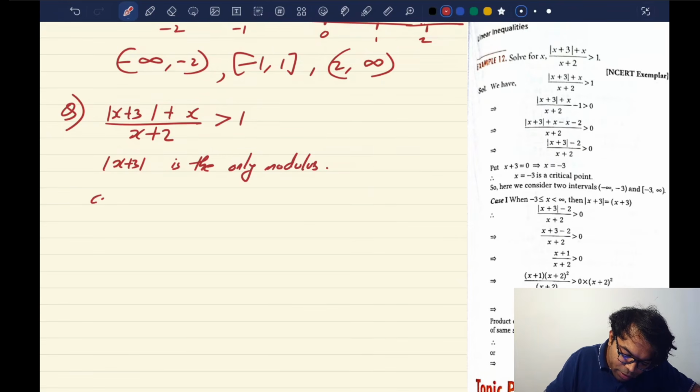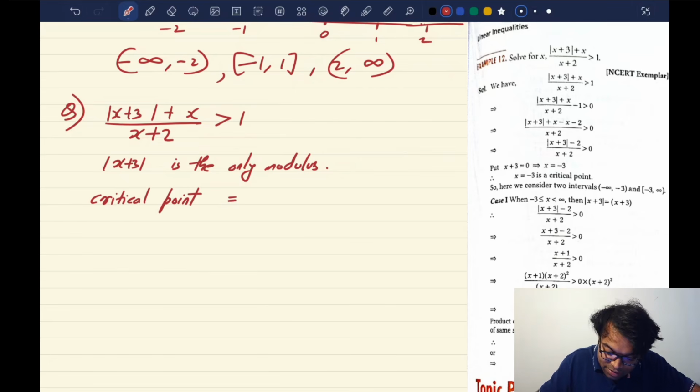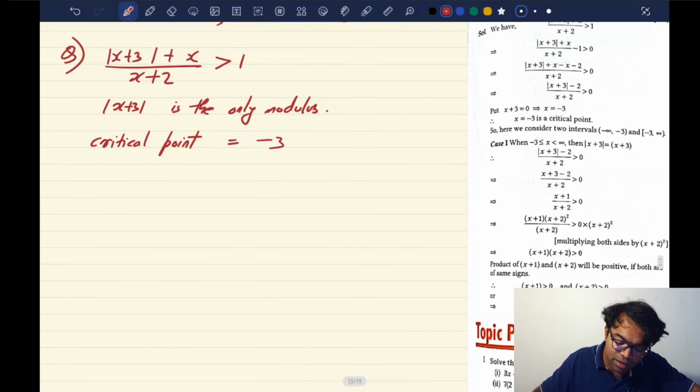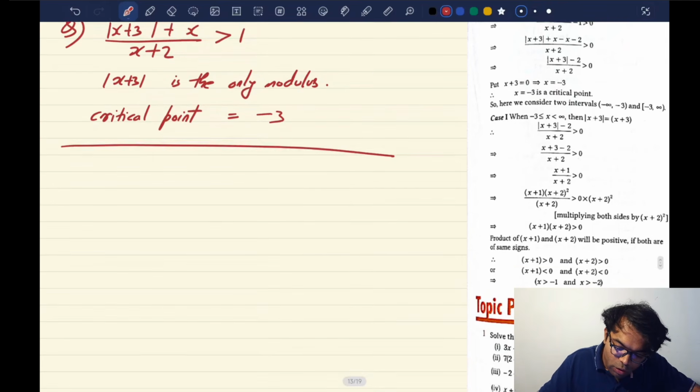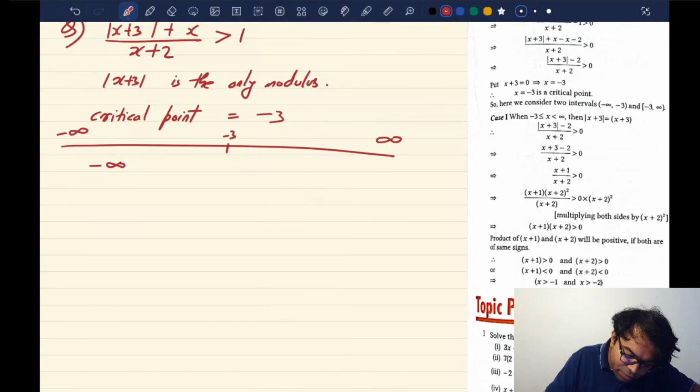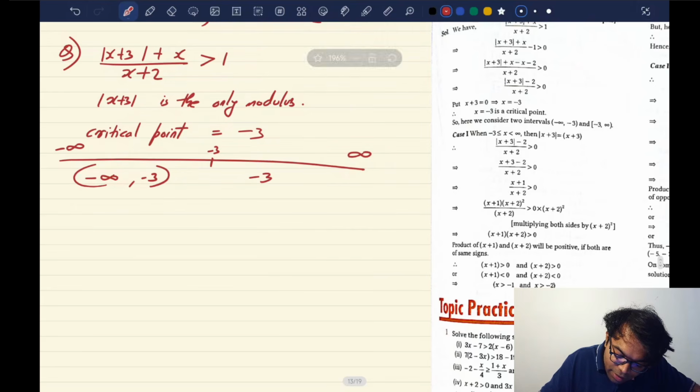So what will be the critical point, Rupert? Critical point will be what? Minus 3, exactly. Minus 3 becomes the critical point. Now you have a number line like this, where minus 3 is here, and there is minus infinity here, and there is infinity here. So the intervals will be from minus infinity to minus 3 open brackets, and the next one will be from minus 3 close brackets to infinity.